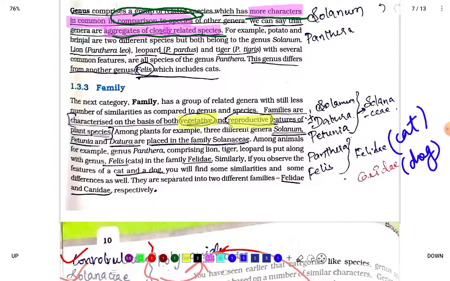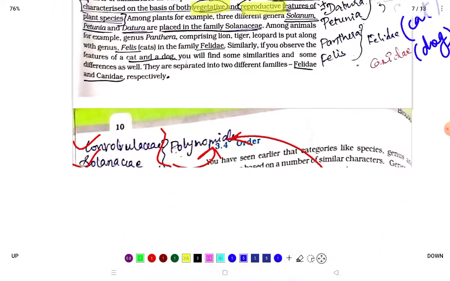Now we are moving to family. Family here is based on both vegetative as well as the reproductive features of plant species. It has fewer common characters in comparison with genus and species. Here Solanum, Datura, Petunia, these are genera which group together to form Solanaceae, and Panthera and Felis, these two genera group together to form Felidae, that is the family name. Okay, Felidae is the family name of cat, and Canidae is the family name of dog.